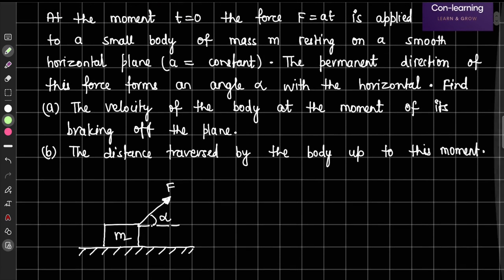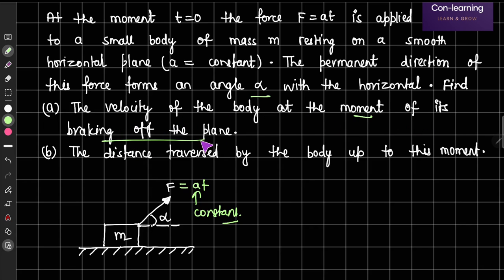At the time moment t equal to 0, the force F equal to a t is applied to a small body of mass m, which is resting on a smooth horizontal plane, where a is constant. The permanent direction of this force forms an angle alpha with the horizontal, and we have to find the velocity of the body at the moment of its breaking off the plane.